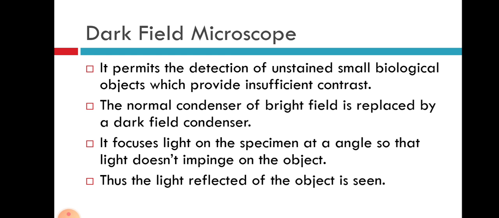In a dark field microscope, the normal condenser of the light microscope is replaced with a dark field condenser that does not permit light to be transmitted directly through the object and thus through the objective lens. The dark field condenser focuses light on the specimen at an oblique angle in such a way that light does not impinge on the object and does not enter the objective lens. Thus, only light that reflects off the object is seen, and in the absence of the object, the entire field appears pitch dark. This microscope helps in viewing very small bacteria and large viruses, but it is not helpful in distinguishing the internal structure of any bacterium being viewed.